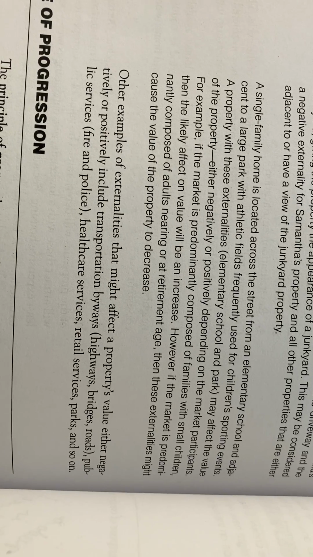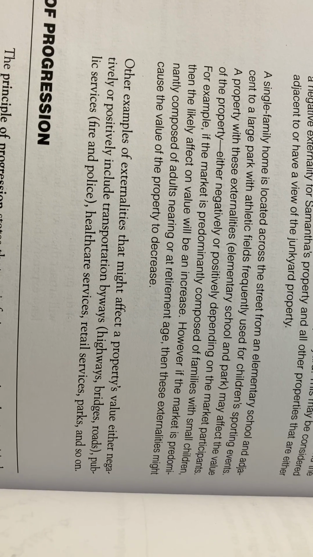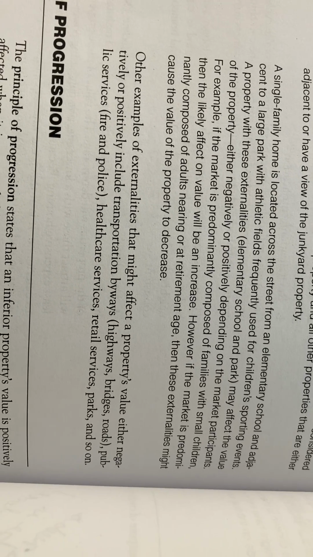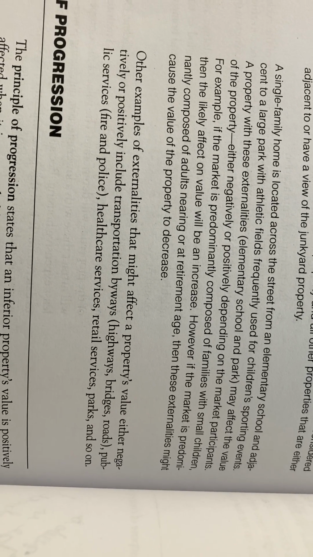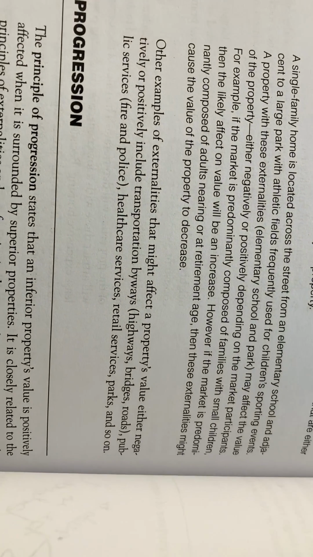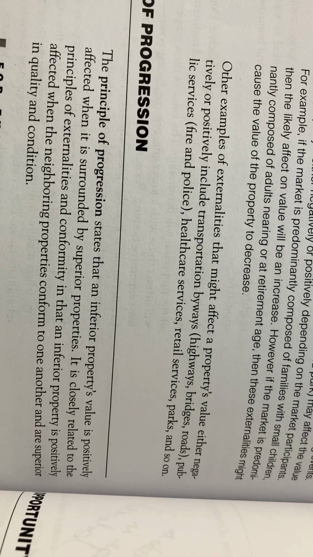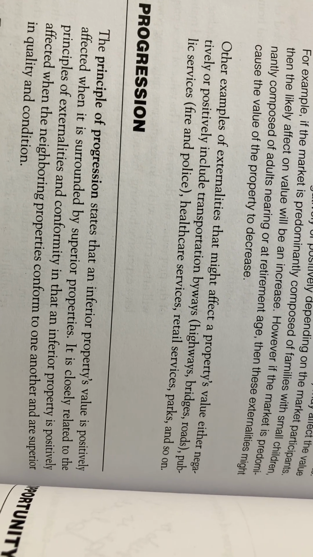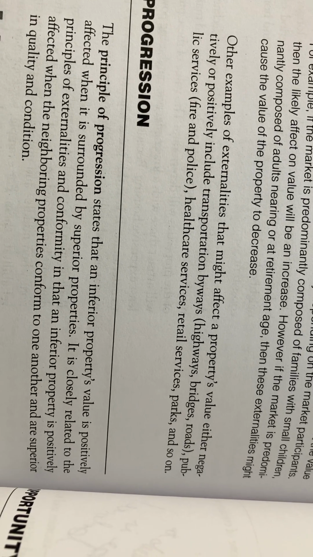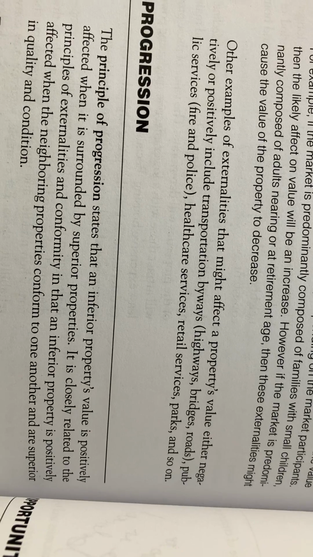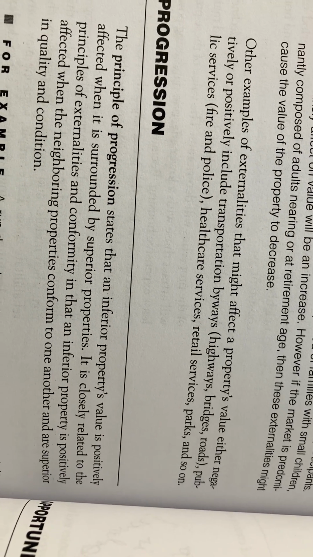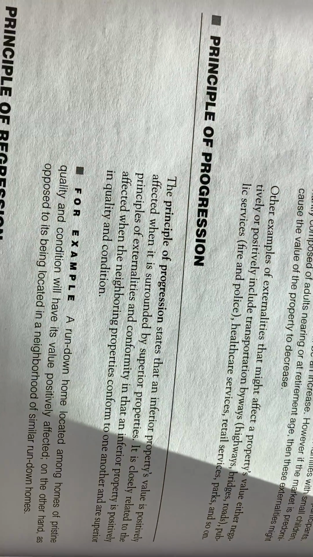For example, if the market is predominantly composed of families with small children, then the likely effect on value will be an increase. However, if the market is predominantly composed of adults nearing or at retirement age, then these externalities might cause the value of the property to decrease. Other examples of externalities that might affect a property's value either negatively or positively include transportation byways, such as highways, bridges, roads, public services, fire and police, healthcare services, retail services, parks, and so on.